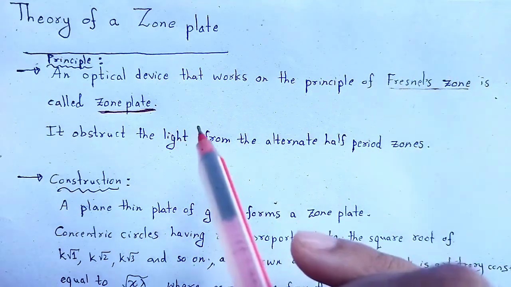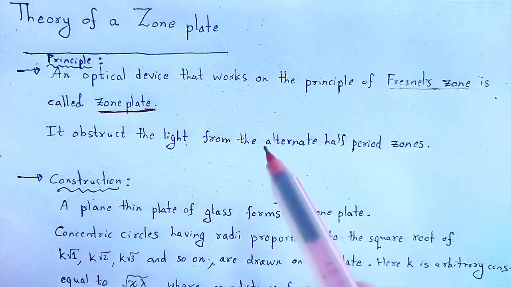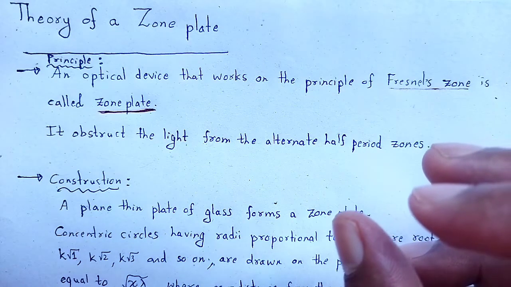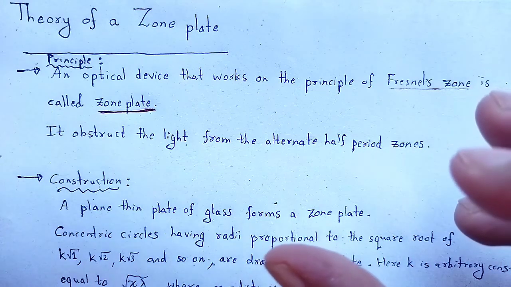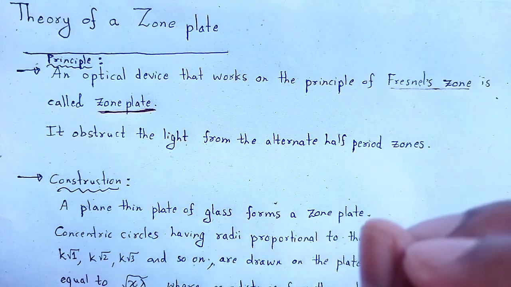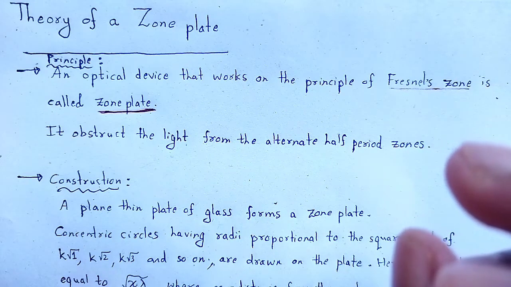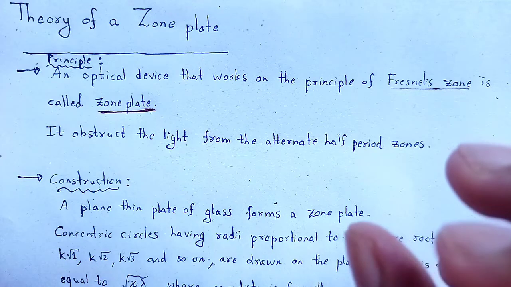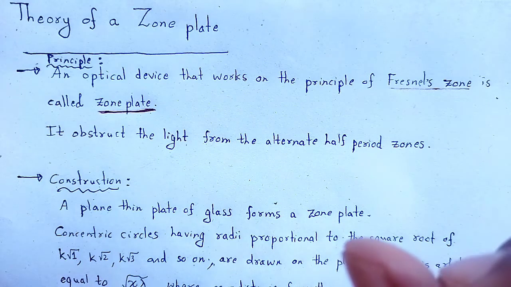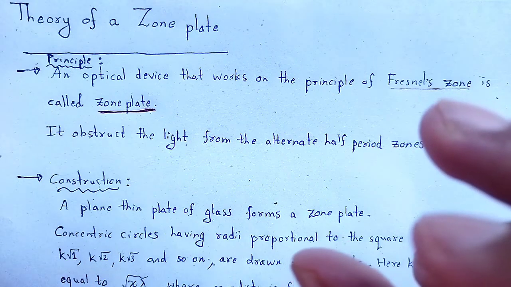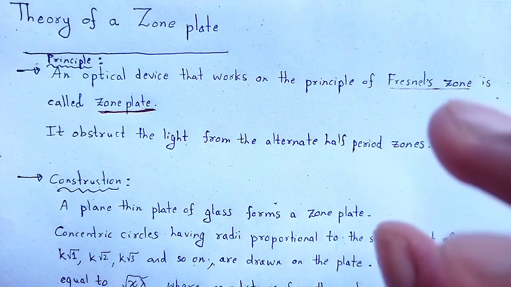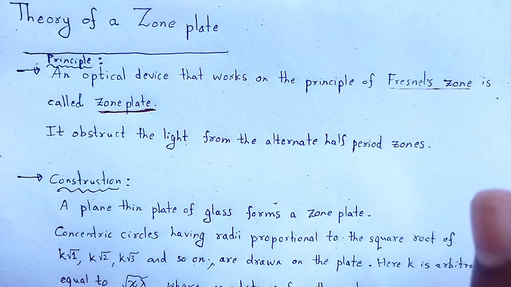According to Fresnel's zones, a plane wavefront is divided into a large number of strips, which are known as Fresnel's zones or Fresnel's half period zones, as the radii of the circles are proportional to the square root of natural numbers, and consecutive half period zones have a path difference of lambda by 2.